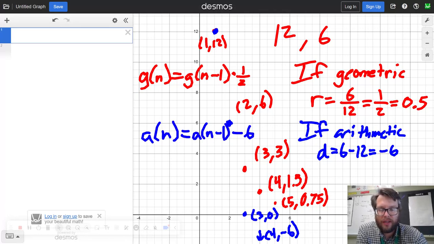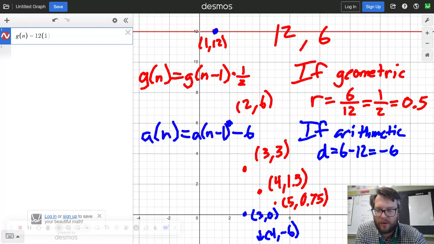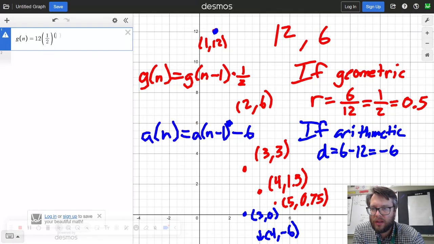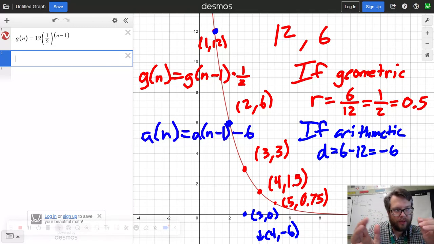Here's one equation for g(n). It's going to be 12 times 1/2 raised to the n minus 1. And you can see that red curve goes through those dots right there. If I was being really picky, I should make it not go in between and just skip from dot to dot, because our sequence only goes from 1 to 2 to 3. It doesn't go in between. But I'm not going to be super picky.